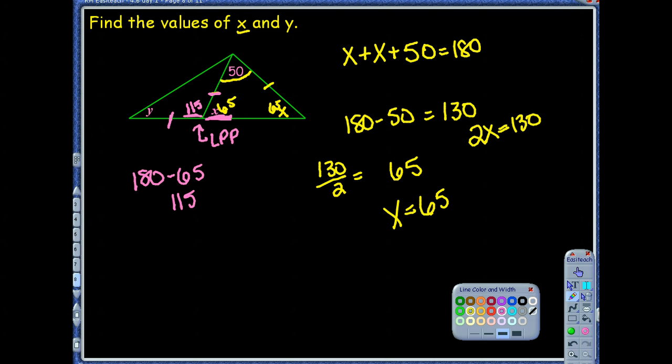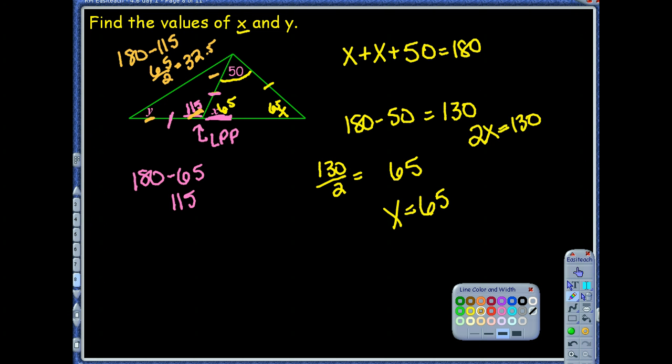Okay, so now I can do what I did on the last one. I know the vertex angle, and to find the base angles, which are technically both y, I could take 180 minus 115, and that gets you 65. That should be the sum of both of these, right? Then I just cut that in half, and that's what y is, which is 32.5.